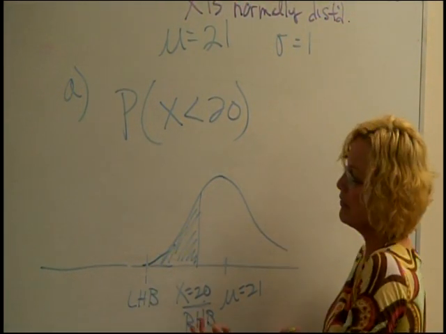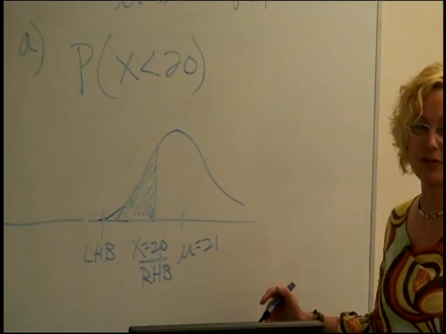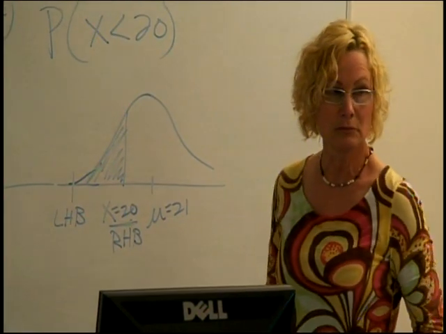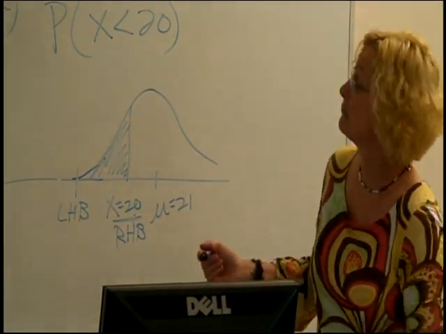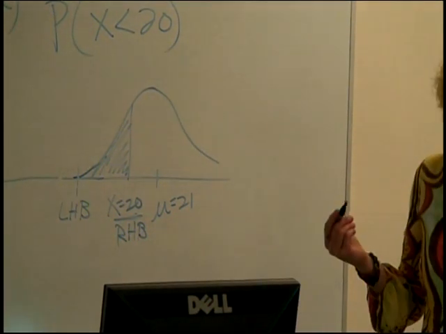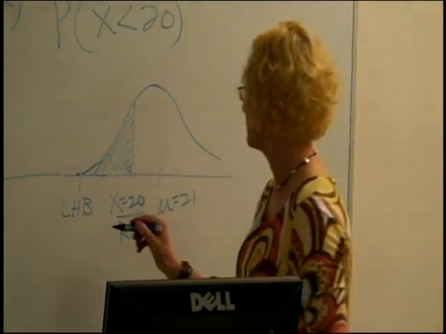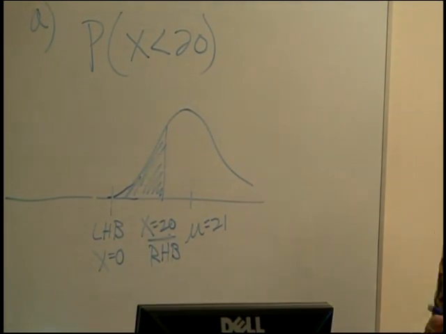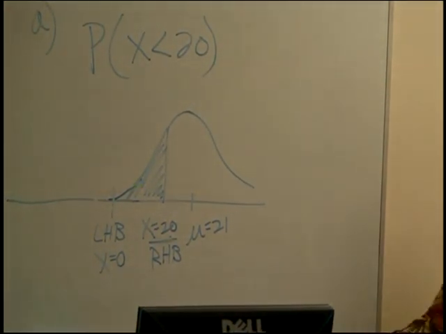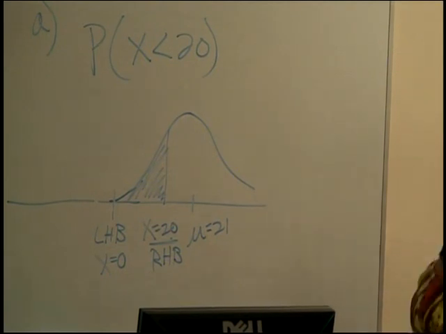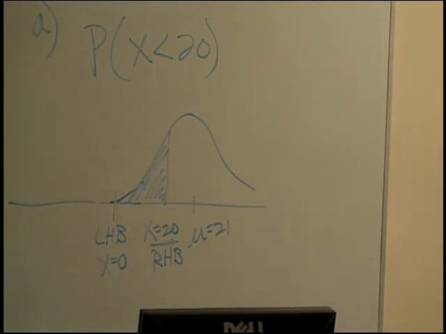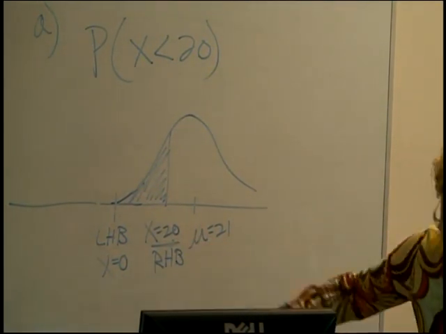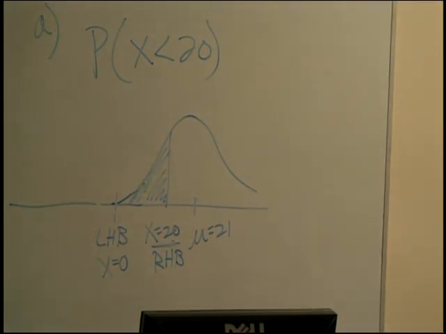But if you want to just make it easy on yourself, just go really small. 0 or 10, I don't think you're going to see a difference if you put 0 or if you put 10. Somebody try 10, I'll try 0, and we'll see. And then your right-hand bound is going to be the 20. Mean 21, standard deviation 1.